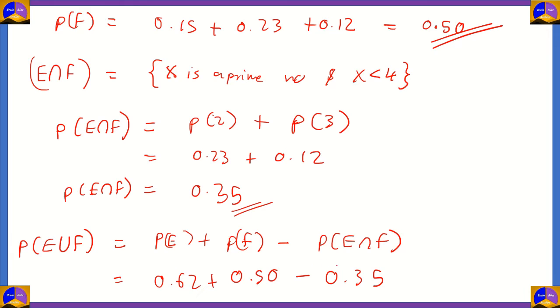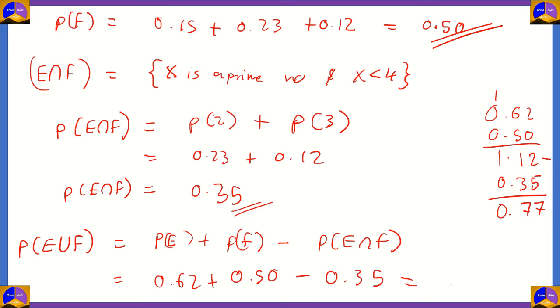So 62 plus 50, let's add them up. So 0.62, 0.50. So you have 2, 6 plus 5 is 11. 1 goes to the next digit. So we have 1.12. We will now subtract 0.35. So 12 minus 5 gives you 7. 10 minus 3 gives you 7. So therefore, the correct answer for P of E union F is 0.77. 0.77 is the correct answer.